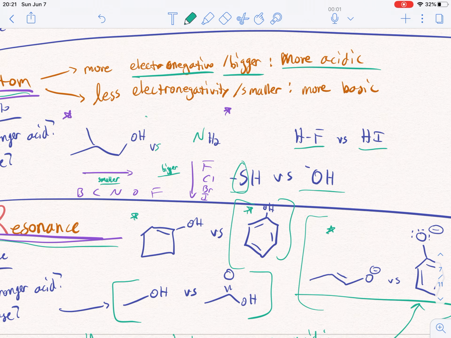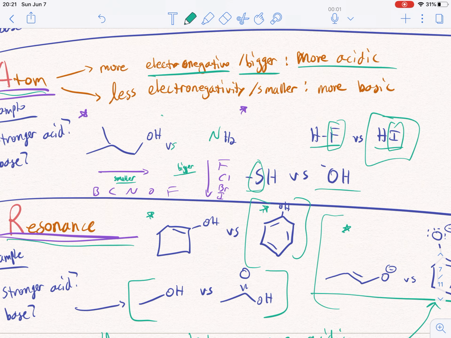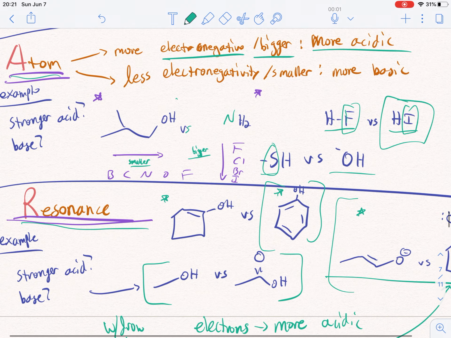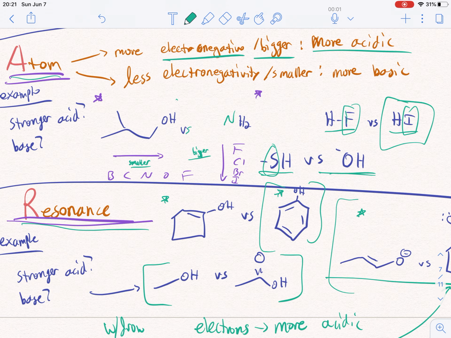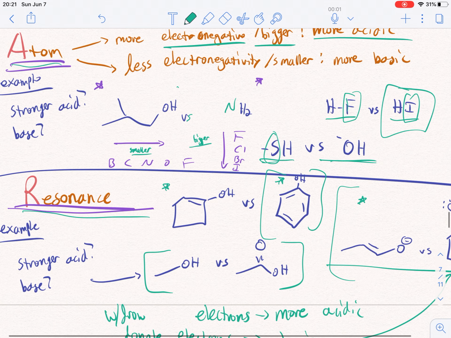Okay, so let's compare HF. We're really comparing F to I, comparing size. Fluorine is in fact the smallest element here because it's the most electronegative. So off the bat, you're not going to find that this is the more acidic one, because iodine is just bigger. Fluorine is always going to lose out when it comes to size because it's very, very small. For SH versus OH, sulfur is bigger than oxygen, therefore it's the most acidic. And vice versa for basic: OH is going to be the most basic because it's a smaller atom.